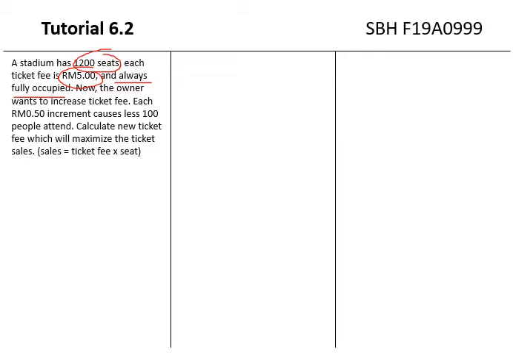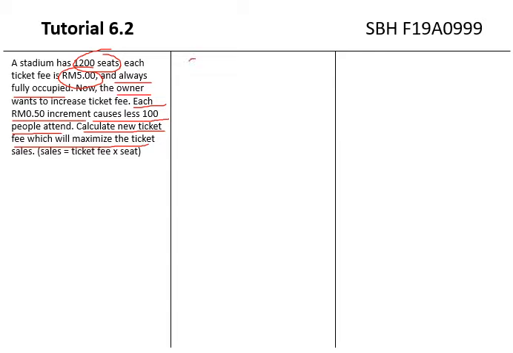But now the owner wants to increase the ticket fee, but he found that each 50-cent increment will cost 100 fewer people attending. Now you want to calculate the new ticket fee with the condition that it will maximize the ticket sales, because at the end people want to earn more money. So earning more money is to get better sales. Let's see whether we can solve this problem.